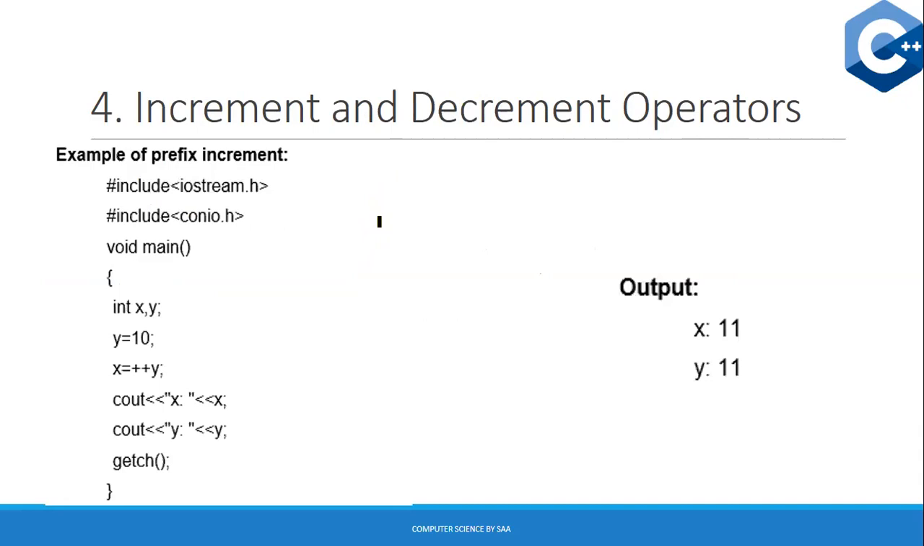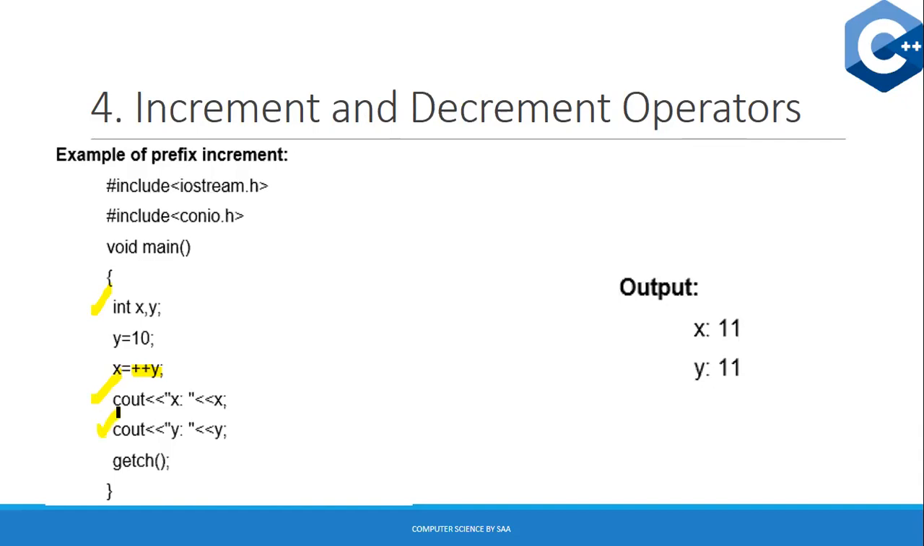Here is a program to understand the difference between the prefix and postfix increment or decrement notations. Here we have declared the variables x and y of data type int. We have assigned the value 10 to the variable y. Here we have assigned x = ++y. We have used the prefix notation. Then what will be the output?